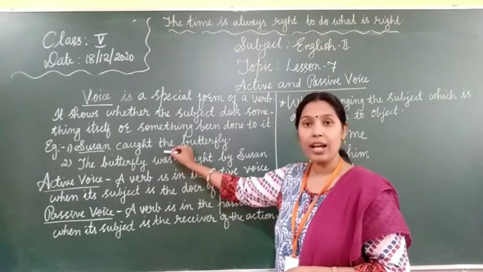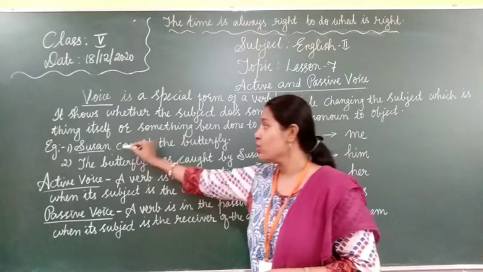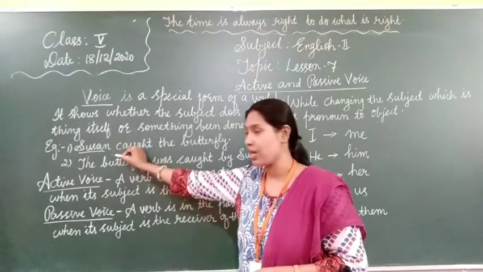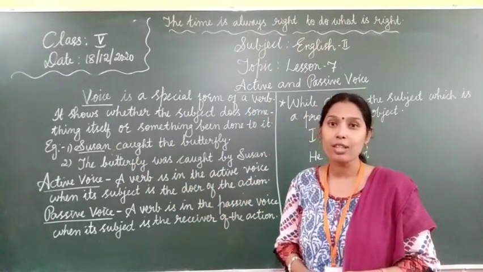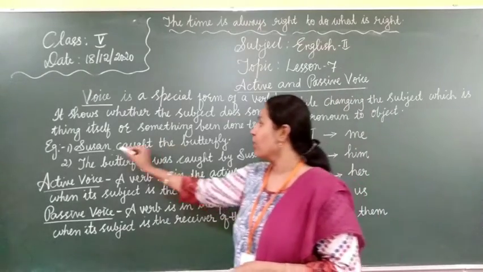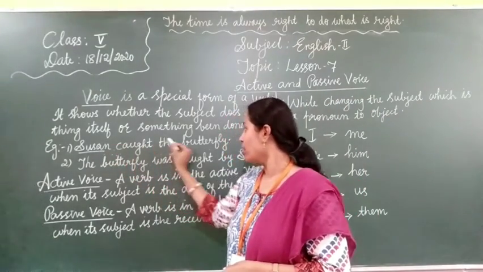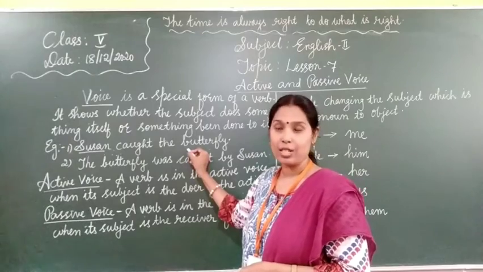Here, who had done the action? Who had caught the butterfly? Susan. And Susan is the subject. So a verb is in active voice when the subject is the doer of the action. So here, Susan caught the butterfly. This is in active voice.